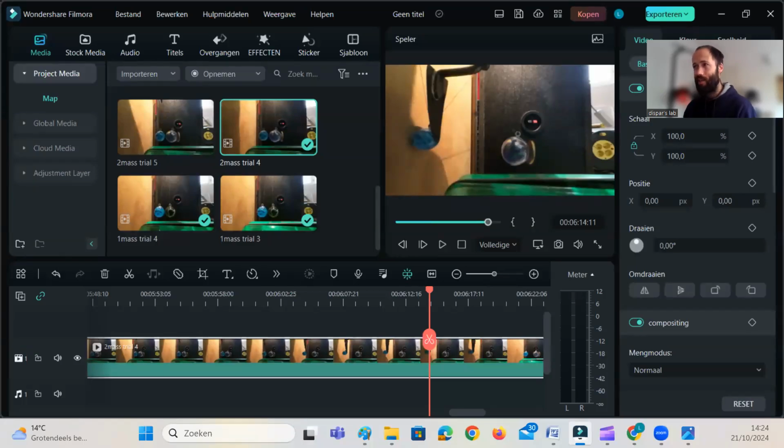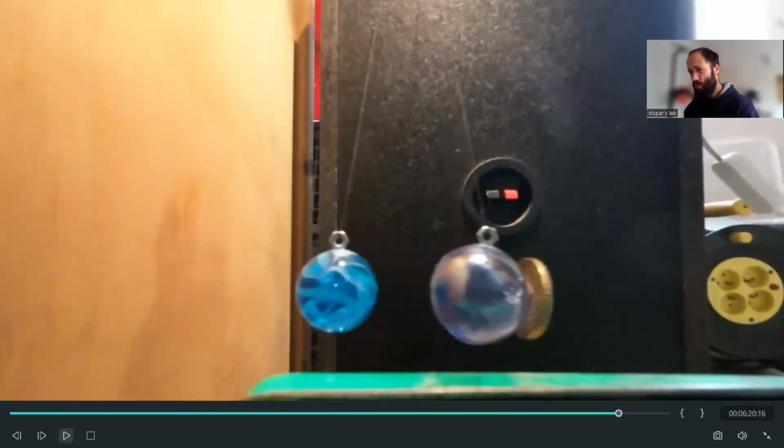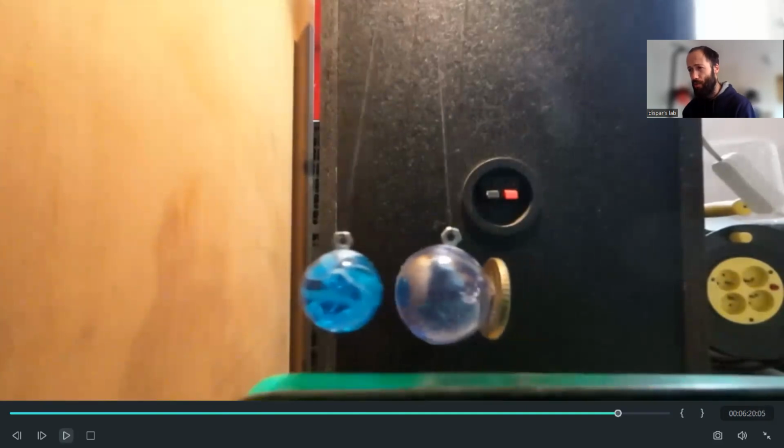All right, so let's analyze the 1 versus 2 mass collision between the marbles. So once again, right before collision. So here we are, this is the point of collision. So right before that, 1, 2, 3, 4, 5. And take a print screen.